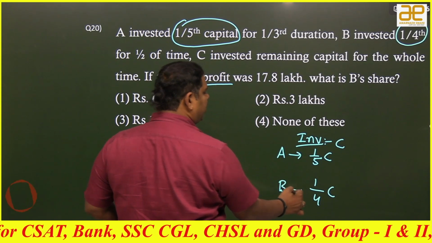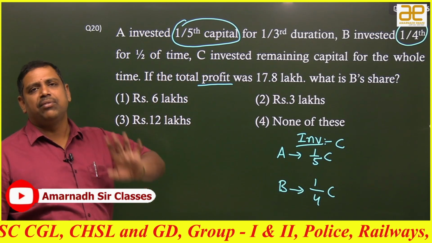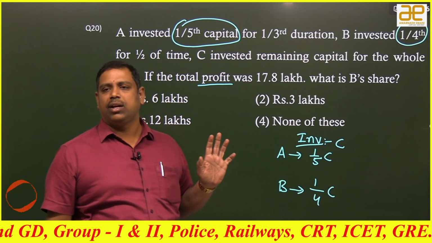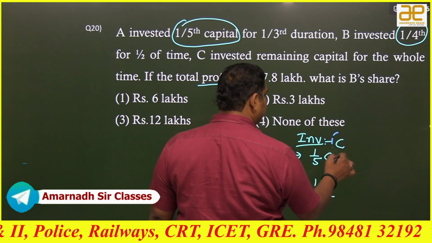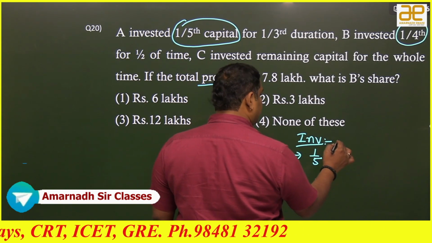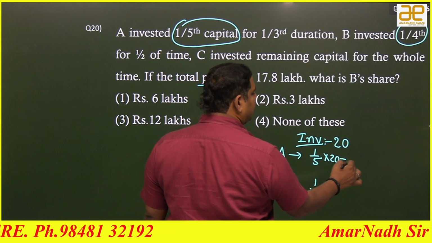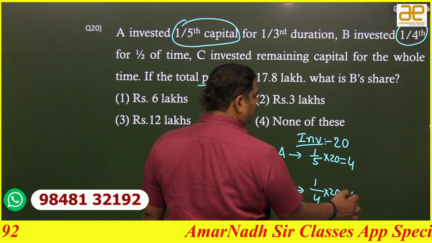That is the reason I will take some other number such that I don't get any fraction. I don't get any fraction means I simply have to take a multiple of 5 and 4. What is the multiple of 5 and 4? 20. So I don't take it as C rupees, sir. The total amount I will take as 20 rupees. If I take 1 by 5 into 20, that means 4 rupees is the investment of A. 1 by 4 into 20, that is 5 rupees is the investment of B.